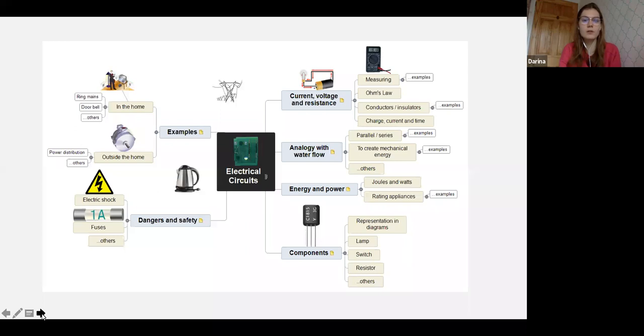So let's move on to a general overview of electricity at GCSE. There's a few things that come into electrical circuits. Our next lesson, for example, will be looking at dangers and safety, and uses inside and outside the home. In a couple of lessons, we'll be looking at energy and power and how different components use energy and power. But today, we're going to be looking specifically at current, voltage, and resistance. So that's everything on the top right of this diagram.